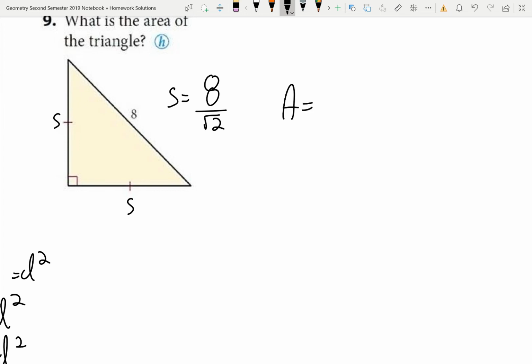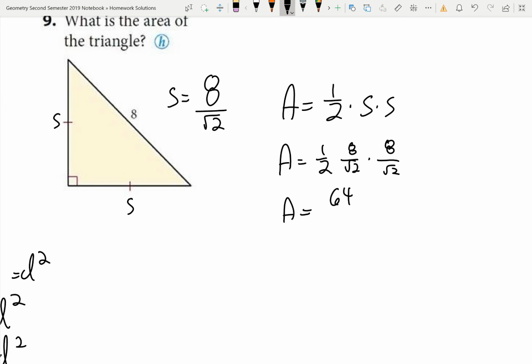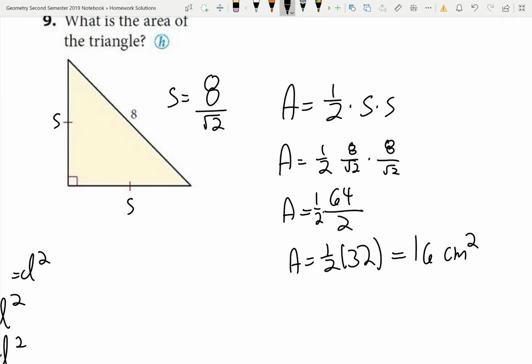So the area is going to be 1/2 times the base times the height, S times S. So it's 1/2 times 8 over root 2 times 8 over root 2. And so that's going to be 64 divided by 2. And don't forget the 1/2 here. 1/2 times 64 over 2. That's the same thing as 1/2 times 32, which is equal to 16, and then our units are centimeters squared.